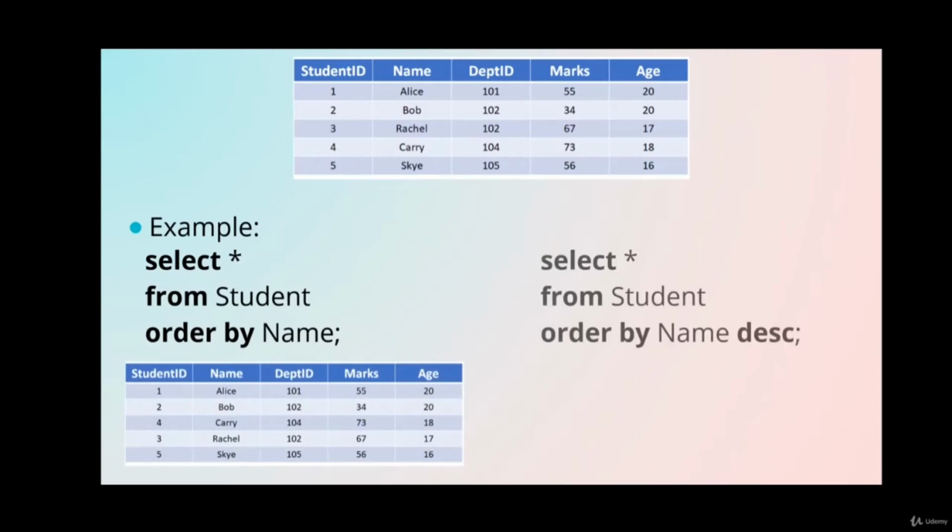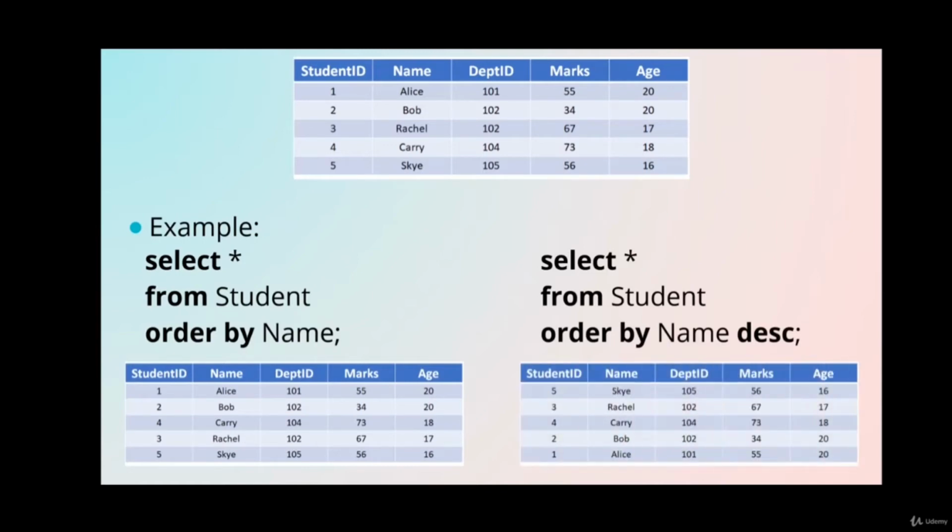But if you want to sort in descending order of names, then we'll write the query as select star from student and order by name in descending order. So that in the output table, the first name will be Sky, since it comes last in the alphabetical order. Then there will be Rachel, Carrie, Bob, and at last Alice.